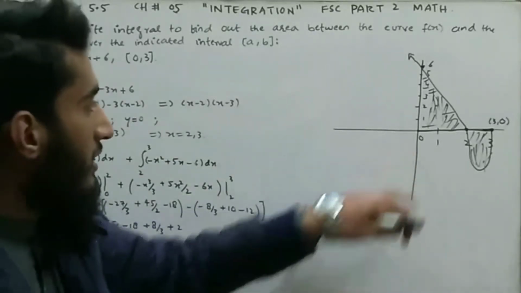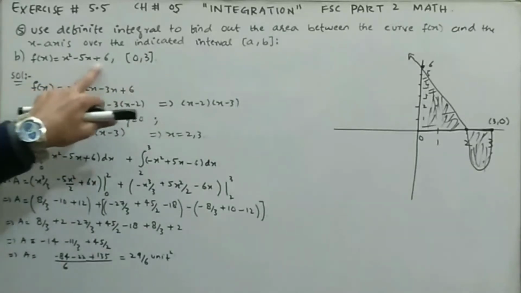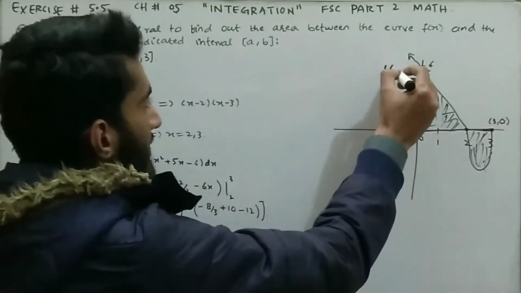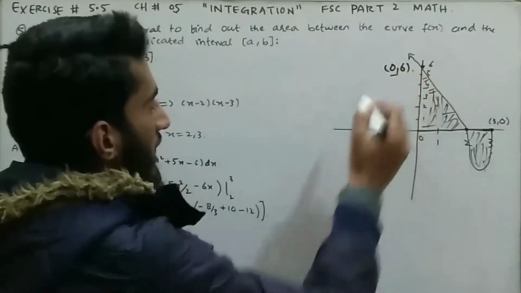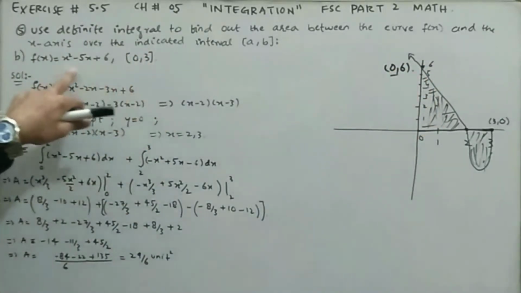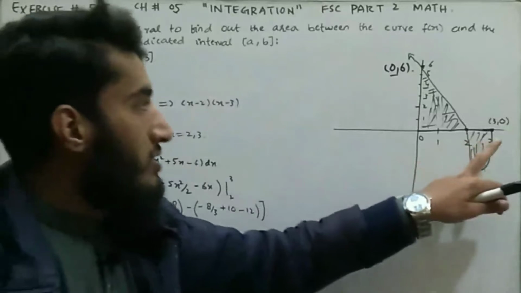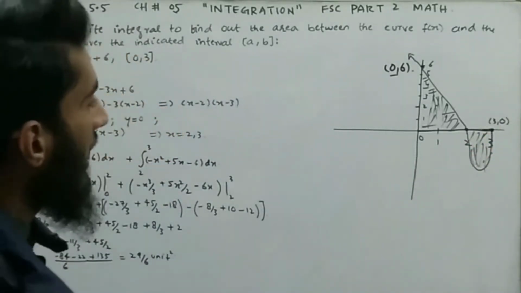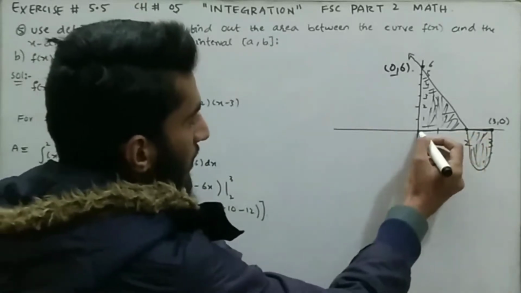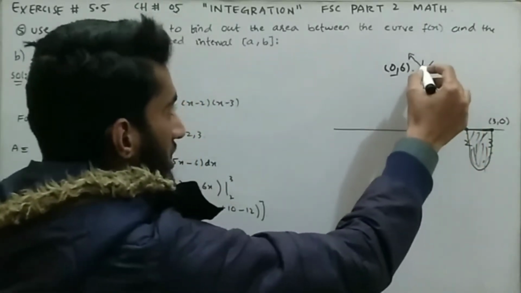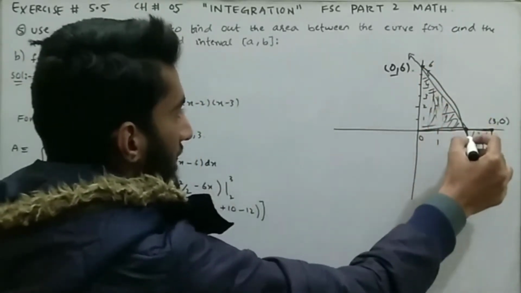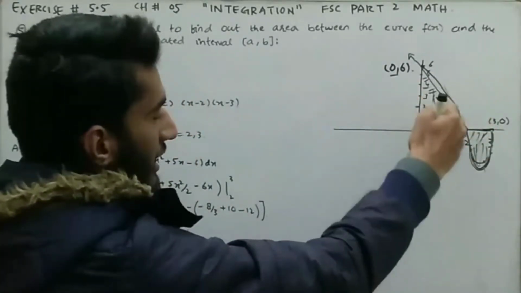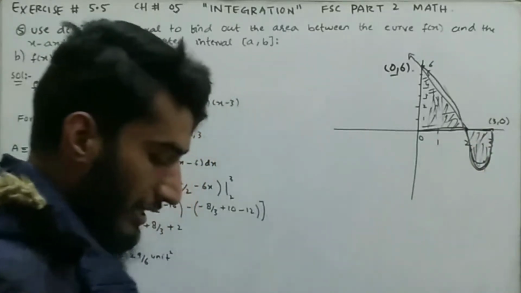Now the graphical representation will be: by putting 0 over here, it gives us the value of y as 6. So over here this is 0, 6, because on the y-axis the x coordinate is 0. Now by putting 3 over here, it will give us the value of y as 0. So it means on the x-axis y is 0, so 3, 0. So my required area will be from 0 to 2 and from 2 to 3. It means this curve will pass through this 2 and then through 3. So this is the required area. This shaded portion is actually the required area.